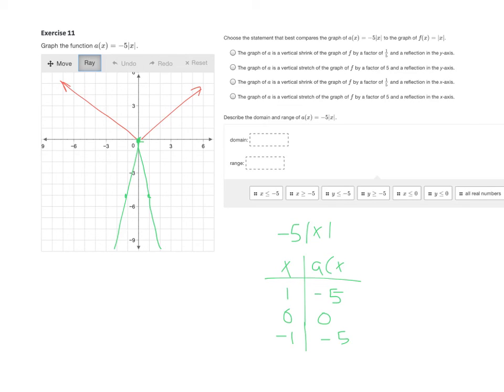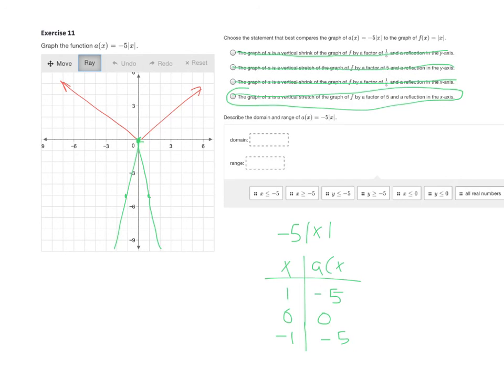So let's see if we can figure out which one of the answers best fits this. The graph is a vertical shrink. Well, this is a stretch, right? This is a stretch because it actually got skinnier. It's almost like you pulled it up or down. It's going to be a stretch. So anything that's a shrink we can get rid of. Not a shrink. Not a shrink. Graph of A is a vertical stretch of the graph by a factor of 5 and a reflection over the y-axis. So we know that this is a reflection over the x-axis. So just by that information, we know that this is the correct answer.